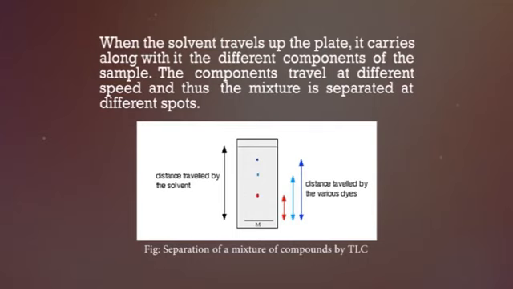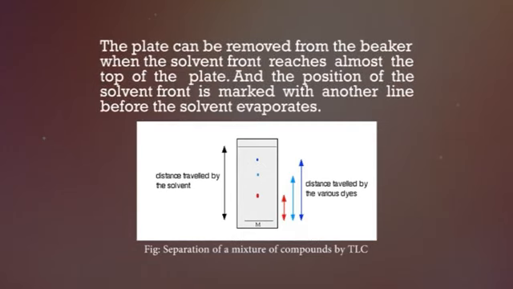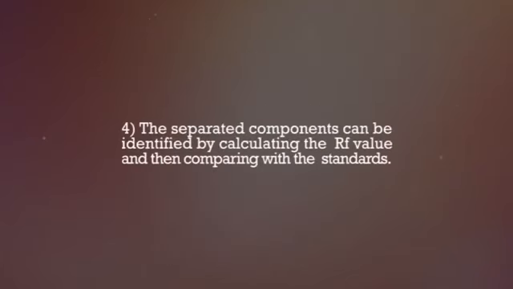When the solvent travels up the plate, it carries along with it the different components of the sample. The components travel at different speed and thus the mixture is separated at different spots. The plate can be removed from the beaker when the solvent front reaches almost the top of the plate, and the position of the solvent front is marked with another line before the solvent evaporates. Fourth one, the separated components can be identified by calculating the RF values and then comparing with the standards.